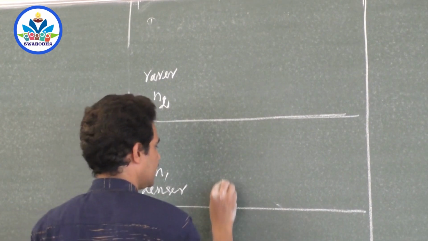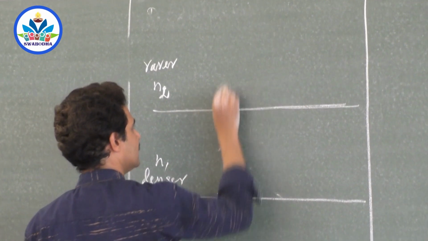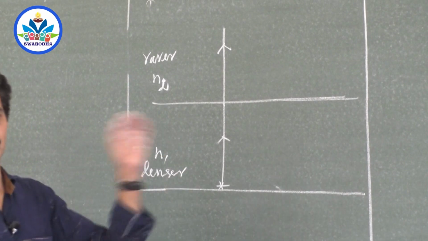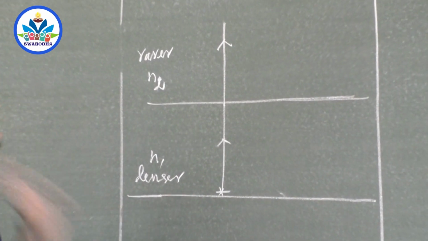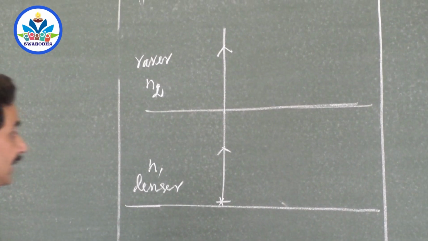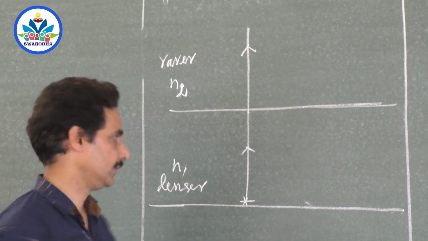A ray of light incident normally like this, along the normal, angle of incidence is 0, angle of refraction is also 0. It moves undeviated. It moves away without any bending. We say in a single word, the ray passes undeviated, without any deviation.